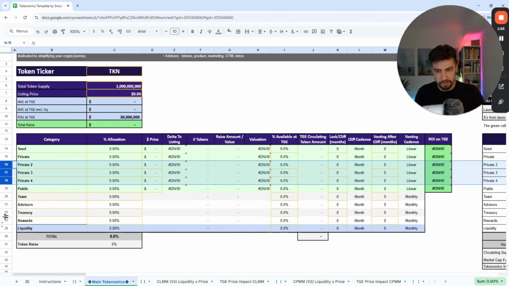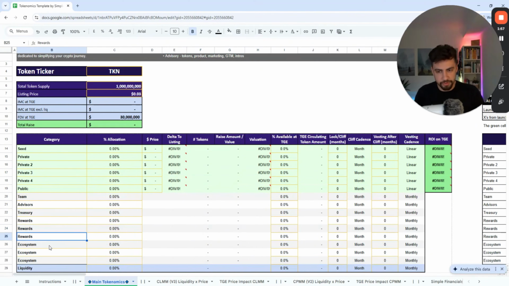Now I have hidden a couple rows. These rows, you can make them whatever you want, right? The reason why there's so many rows is just in case you have a lot more tranches that you need to have. Maybe you want to have an airdrop tranche. Maybe you want to split up different rewards to different users. The rows are there. Hopefully there should be enough rows. If it's not, message me, but this should be enough.